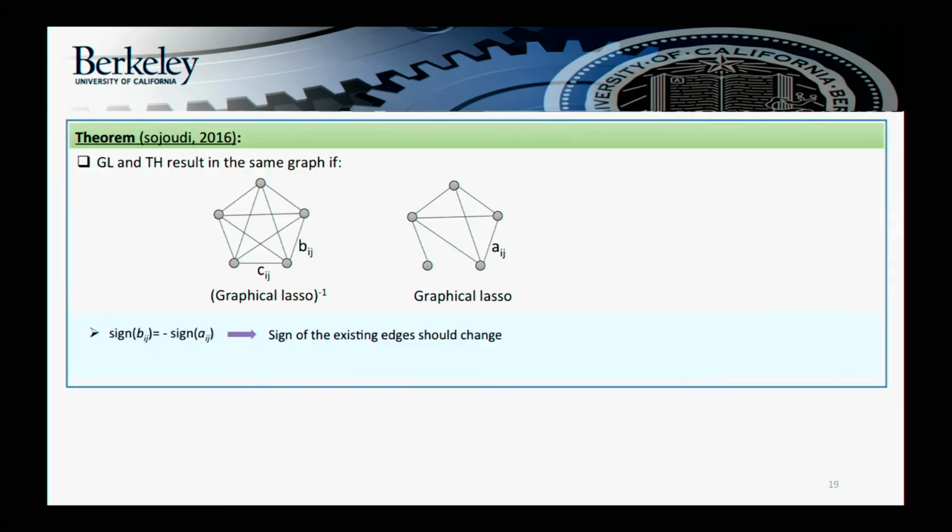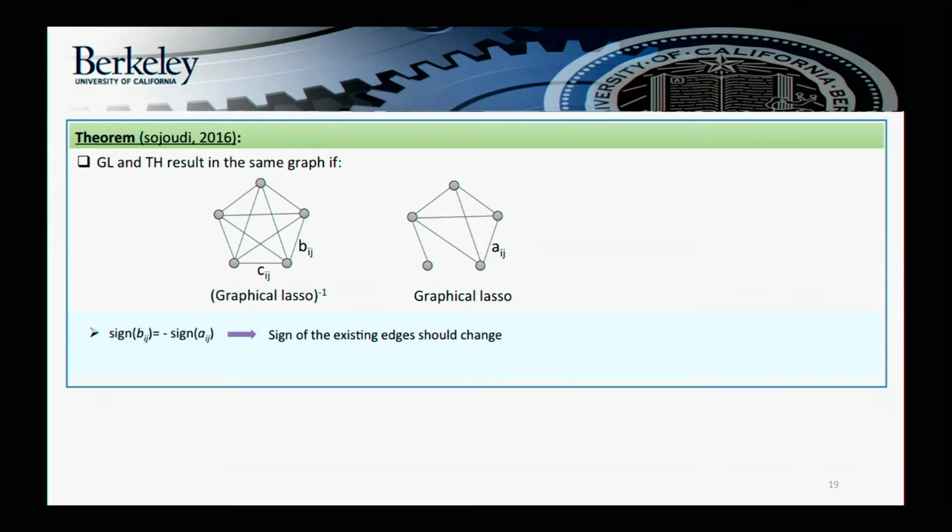Now we want to understand the relationship between this simple method and a more complex optimization problem, which is graphical lasso. We've shown that graphical lasso and thresholding result in the same graph, meaning that they have the same sparsity pattern, and I'm not talking about the weights of the edges, if two conditions are satisfied.